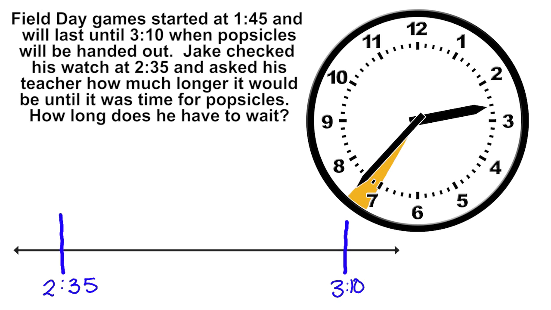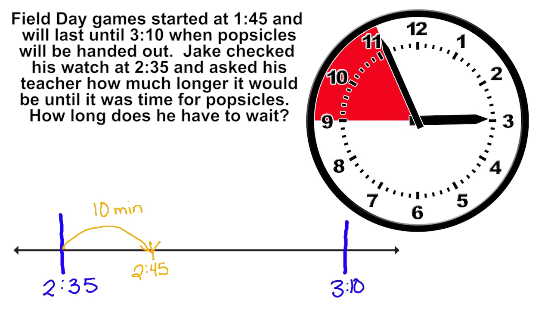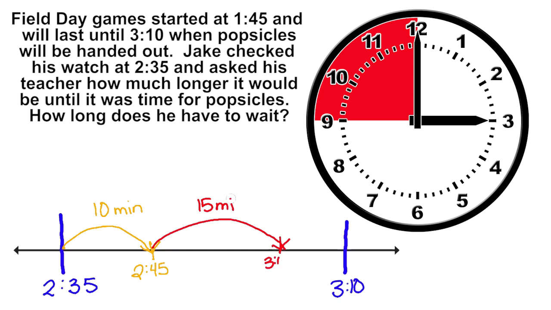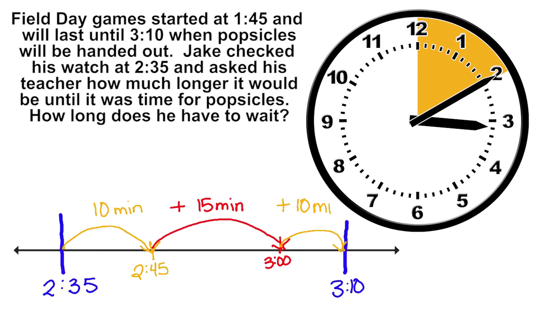What if we moved the clock forward 10 minutes to 2:45 and reflect that on our number line? Then let's move it ahead 15 more minutes to 3 o'clock and mark that. Finally, we could jump ahead 10 more minutes to get our end time of 3:10. Looking at the number line model, I can see it will be 35 minutes until popsicles are handed out.